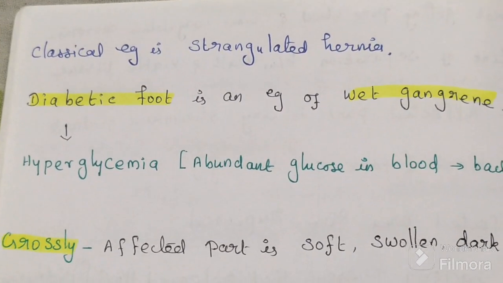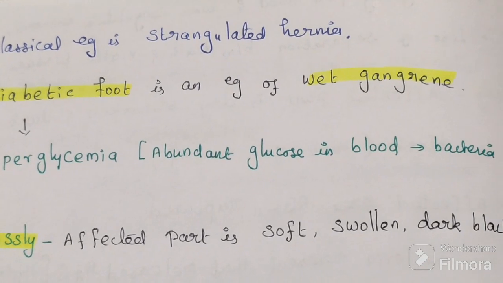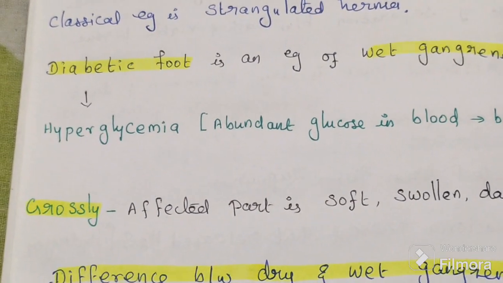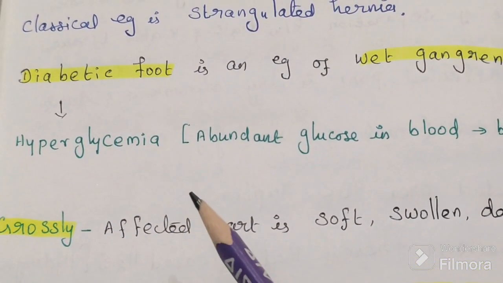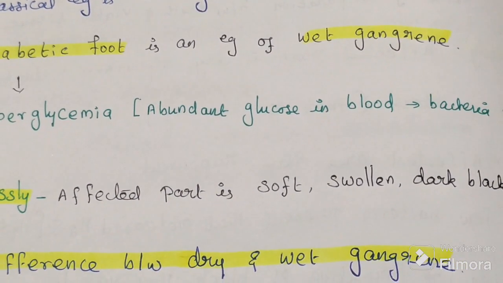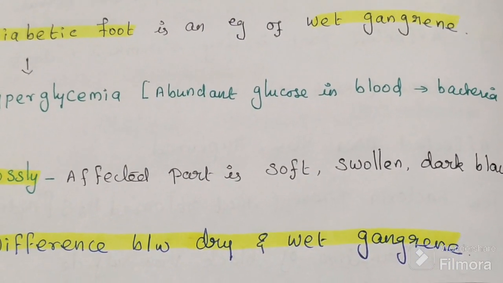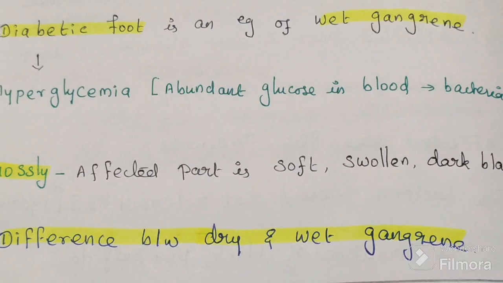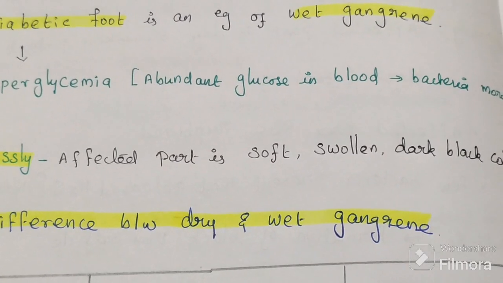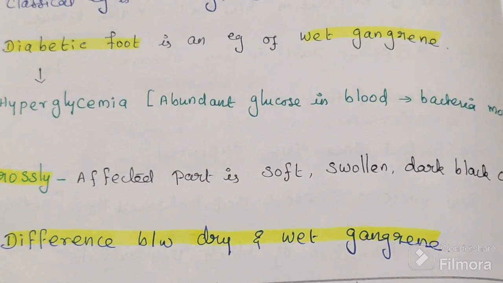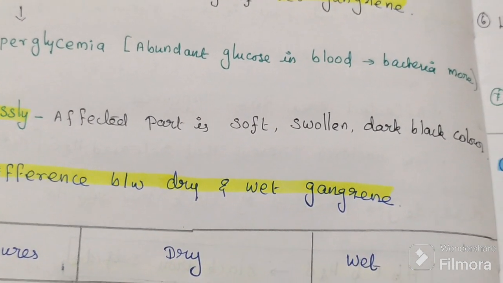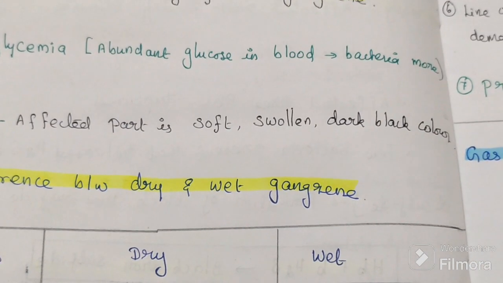Then diabetic foot is an example of wet gangrene, following injury to the foot. In diabetic foot there is a hyperglycemic condition, and the blood has high glucose. Whenever there is abundant glucose in the blood, bacteria will be more, since bacteria are attracted toward glucose. So more bacteria means wet gangrene, a liquefying condition. Grossly the affected part is soft, swollen, and dark black in color.